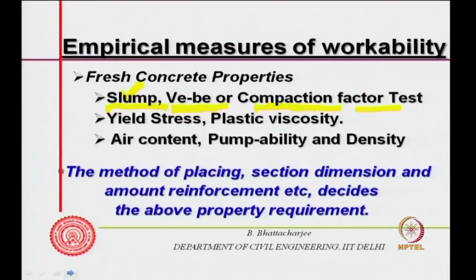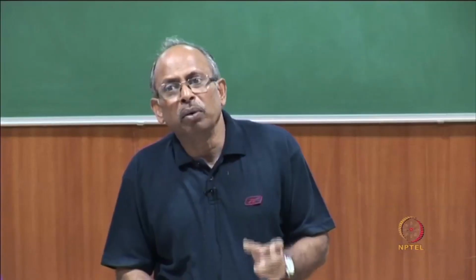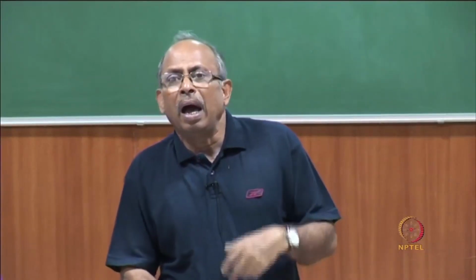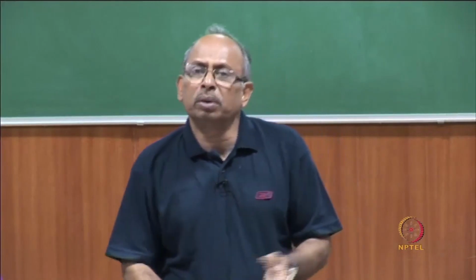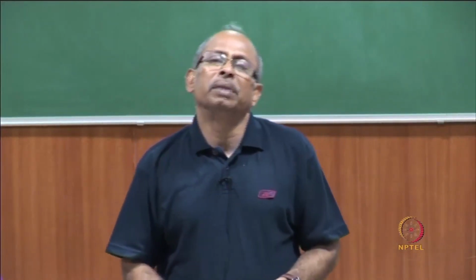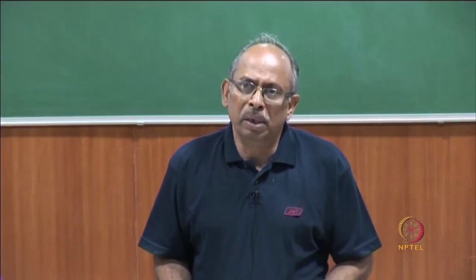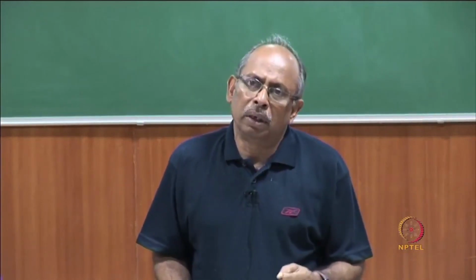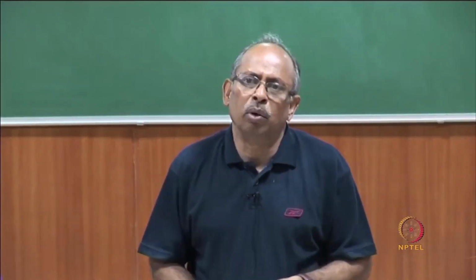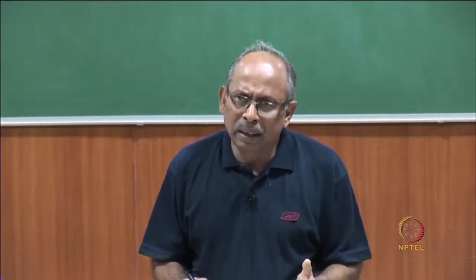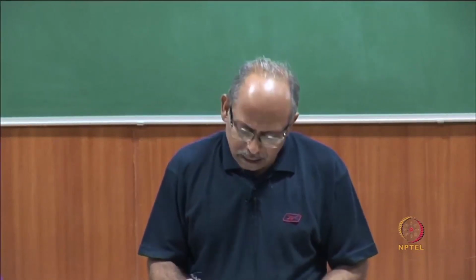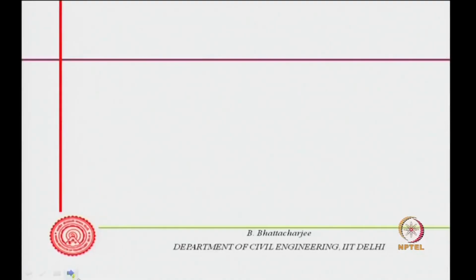So, we will come to those tests, and these values of, let us say, slump or VB time or compaction factor value, this depends upon the section dimension, amount of reinforcement, etc., how much is required. Most of the normal strength concrete one would specify the slump, sometimes of course VB, and a few of the practices might even include compaction factor. There are some other tests, but we are not interested. These 3 are the most common tests. So, let us see what these tests are.